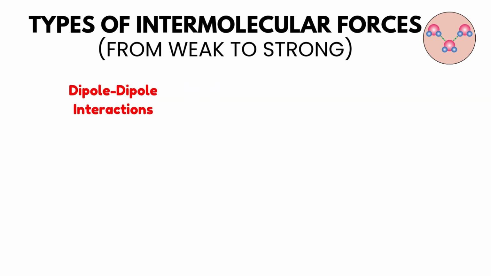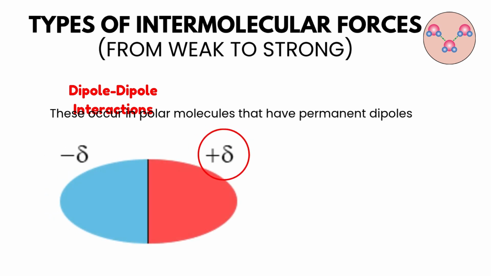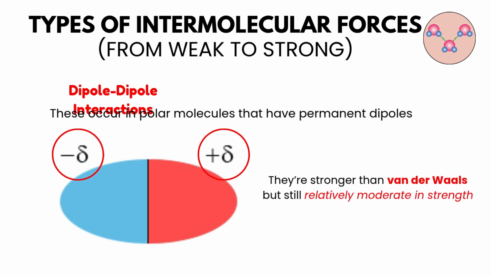As molecules get larger and heavier, dispersion forces increase, which is why bigger molecules tend to have higher boiling points. Dipole-dipole interactions. These occur in polar molecules that have permanent dipoles. The positive end of one molecule aligns with the negative end of another. They're stronger than van der Waals, but still relatively moderate in strength.